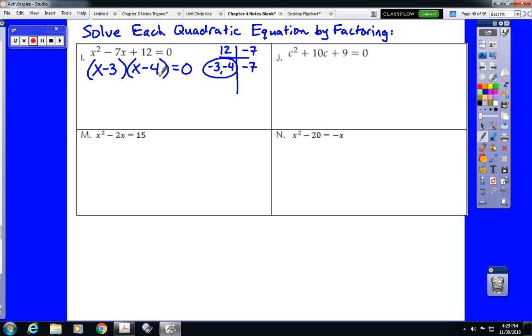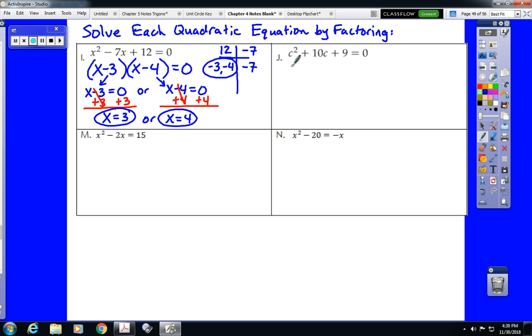Now we're going to apply the zero product property, which says that either x minus 3 has to equal 0, or, just like we did before, x minus 4 has to equal 0. Each of these is a one-step equation. So the first one, we would add 3 to each side. The second one, we would add 4 to each side, giving us two answers, x equals 3 or x equals 4.